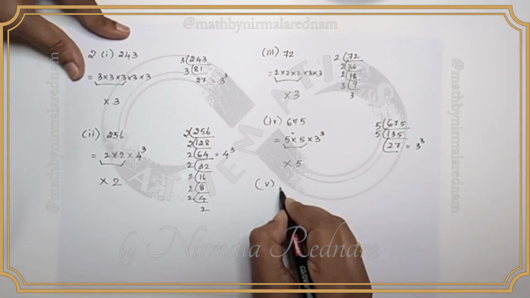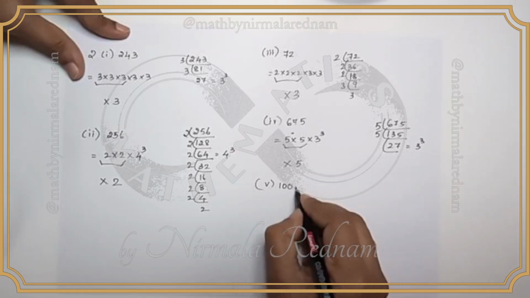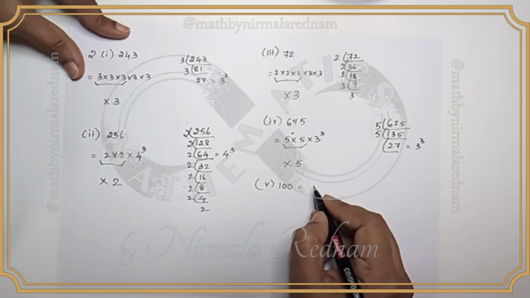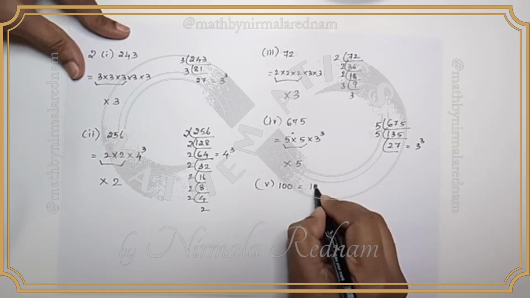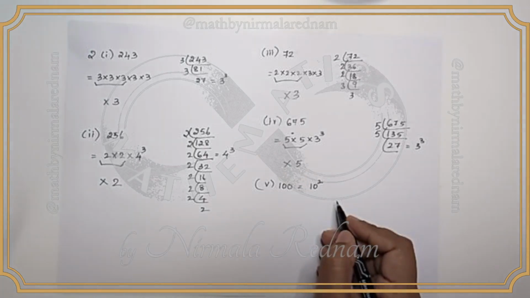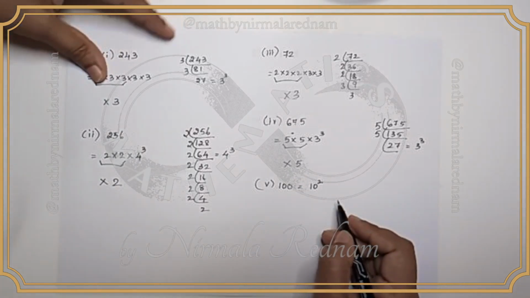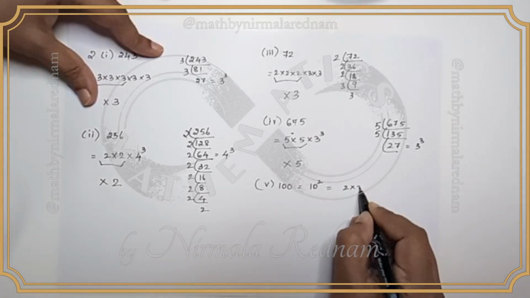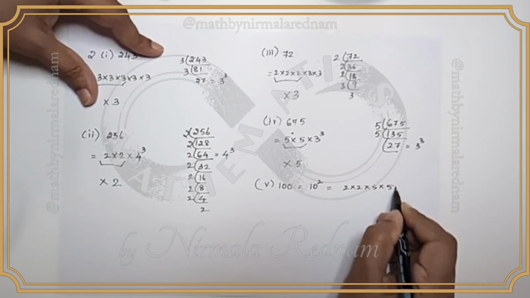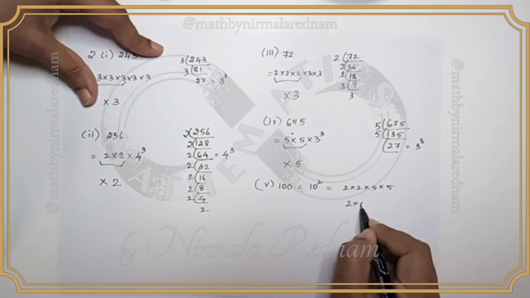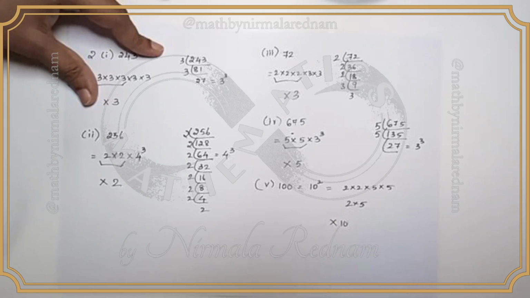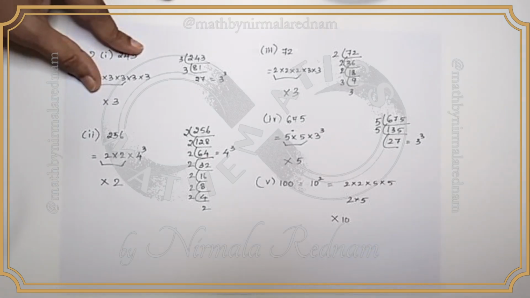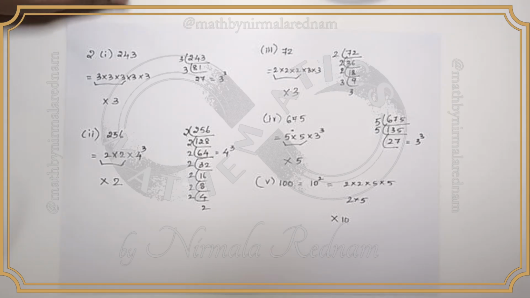Fifth question is 100. Now 100 is 10 square, right? Now 10 is that secondary, the number that I said, it's 2 into 5. So, or you can break it down from here. You can say this is 2 into 2 into 5 into 5. That means I need 1 2 and I need 1 5. Therefore, multiply with 10 and you have your answer. You have to multiply it by 10 to make it a perfect cube.